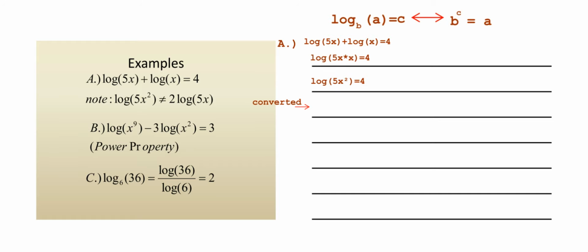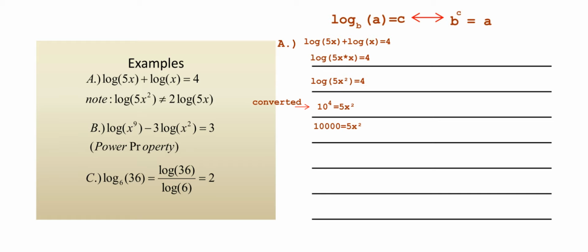So let's convert it instead. Converting then, we have 10, and it's base 10, right? Because it's log. Log base 10 to the power of 4, because that's on the other side of our equal sign, equals 5x squared. That's what's inside the parentheses. And now all that remains is just to solve for x. So to solve for x, well, 10 to the power of 4 gives us 10,000, right? There's 4 zeros on 10,000, so it's 10,000.